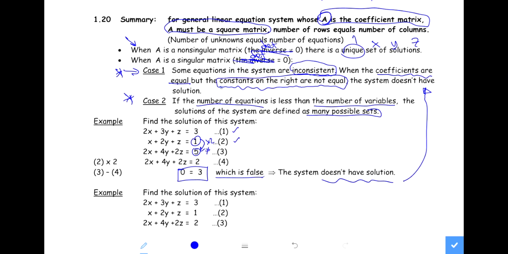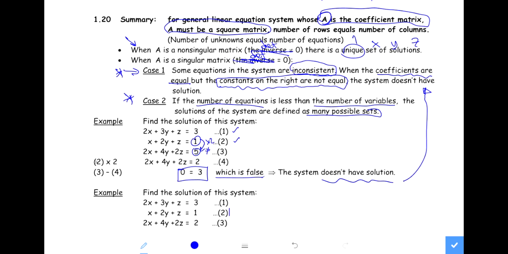What does it mean by constants on the right are not equal? You come and look, right? This one the constant is 5, but this constant is 2, right? All the coefficients are equal, but if you look at the constants on the right, 5 and 2, they're not equal.